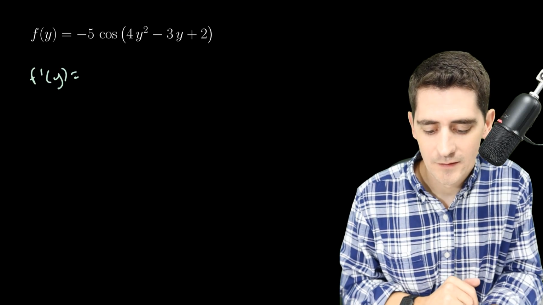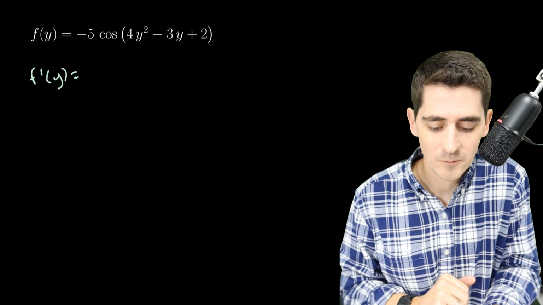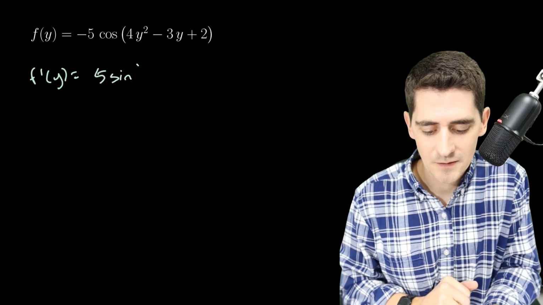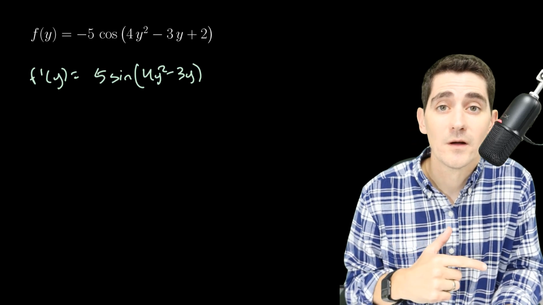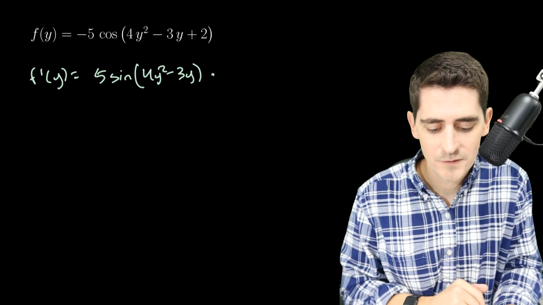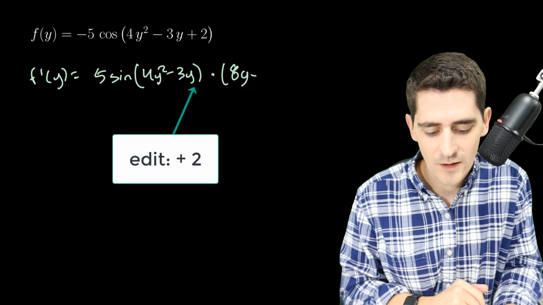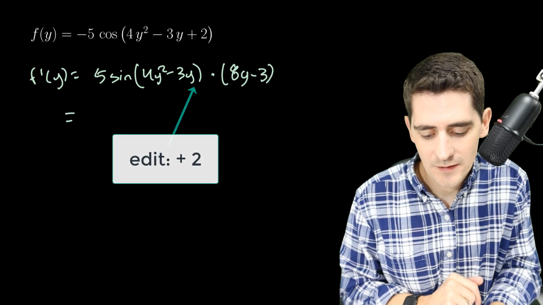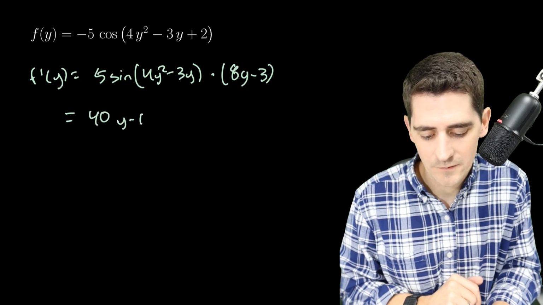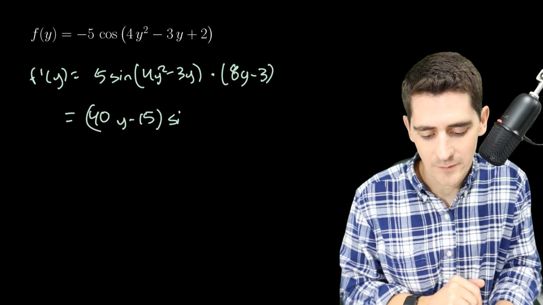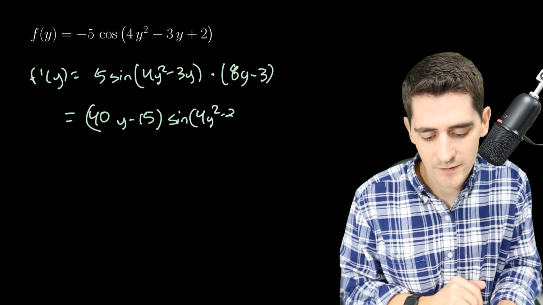We have another one very similar to this. F of y is negative 5 cosine of 4y squared minus 3y plus 2. So my derivative here is, again, the derivative of cosine is negative sine, so I end up with positive 5 sine of 4y squared minus 3y times the derivative of what's inside. So that's times 8y minus 3. And we might write this as, if I distribute my 5, 40y minus 15, all of that times sine of 4y squared minus 3y.